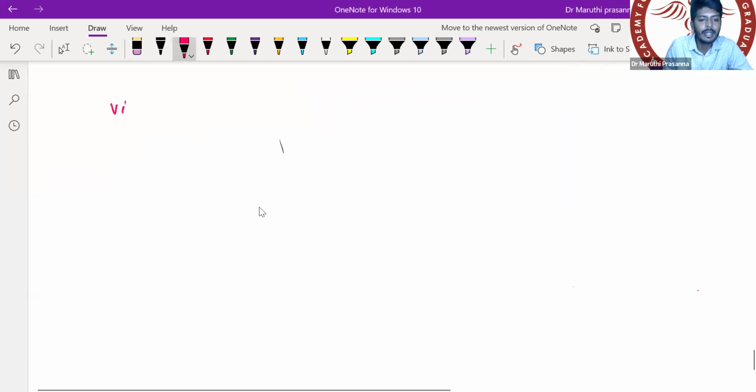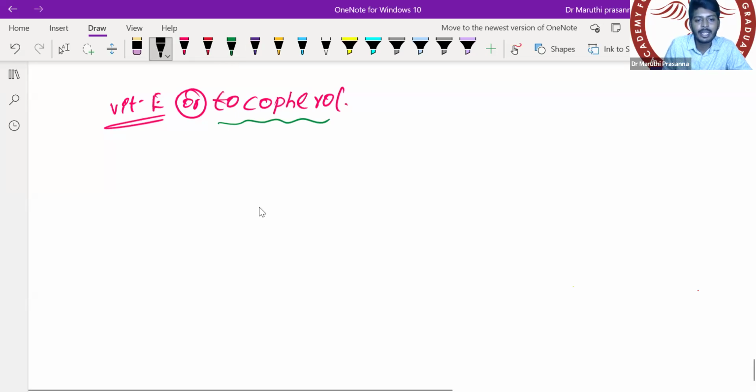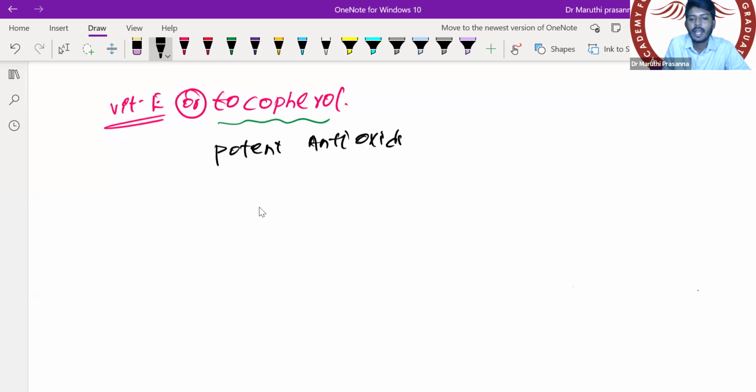Then vitamin E. Vitamin E is also called as what? Tocopherol. Tocopherol is the name of your vitamin E. So this tocopherol, my dear students, is the most potent antioxidant among all the vitamins. Very potent antioxidant.